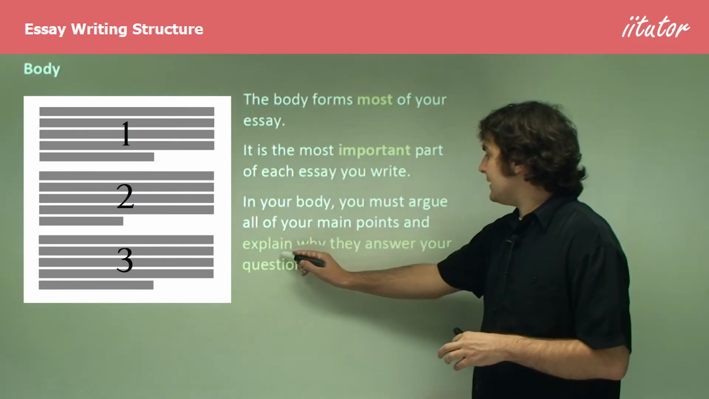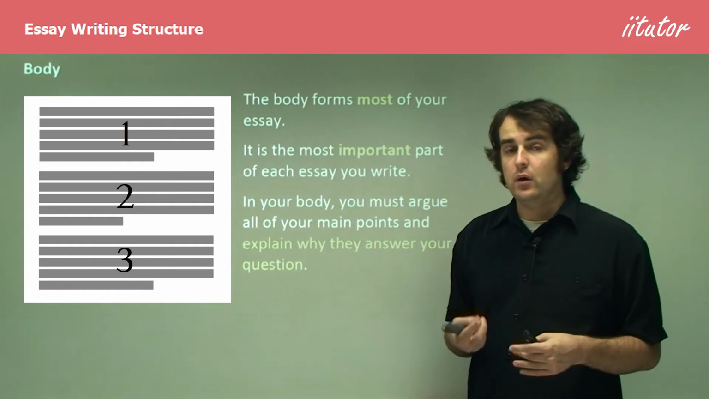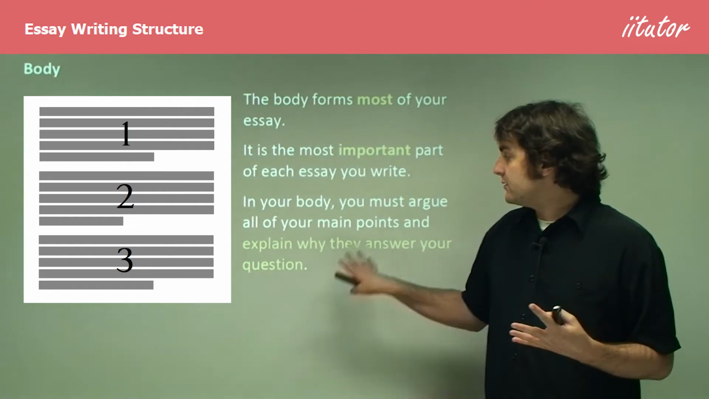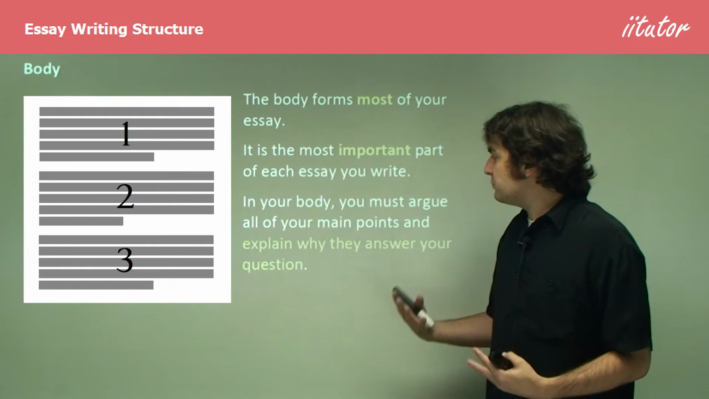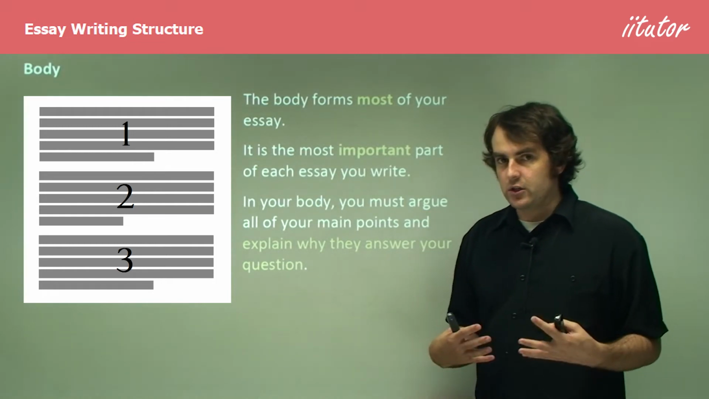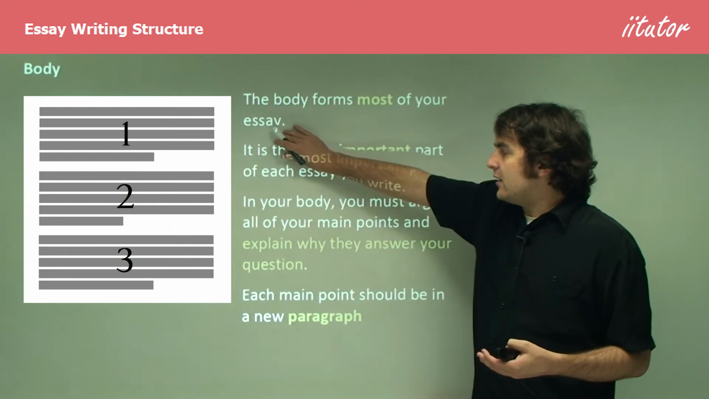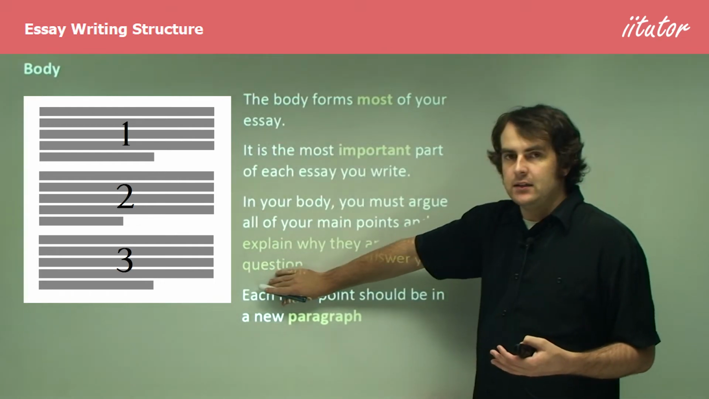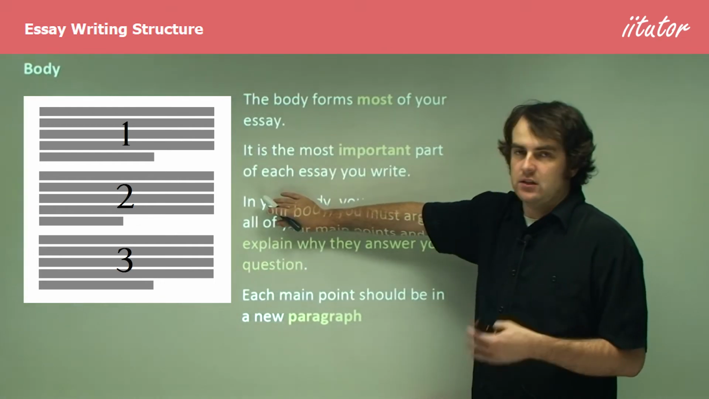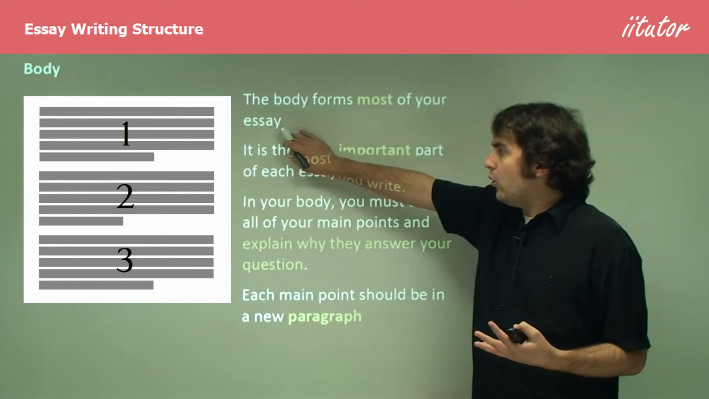And this part here is something that, particularly for those who do a lot of essay writing, can sometimes be overlooked. You need to explain why they answer the question. Each main point should be a new paragraph. You shouldn't just start at 1 and continue with 1 all the way down here. You should have at least a couple of points. Now, you don't always have to have 3.